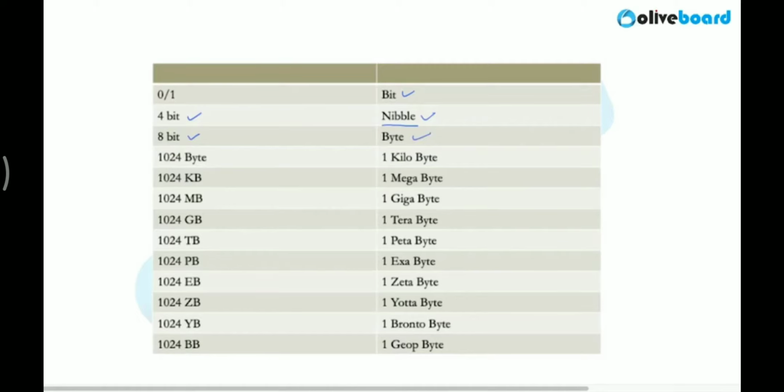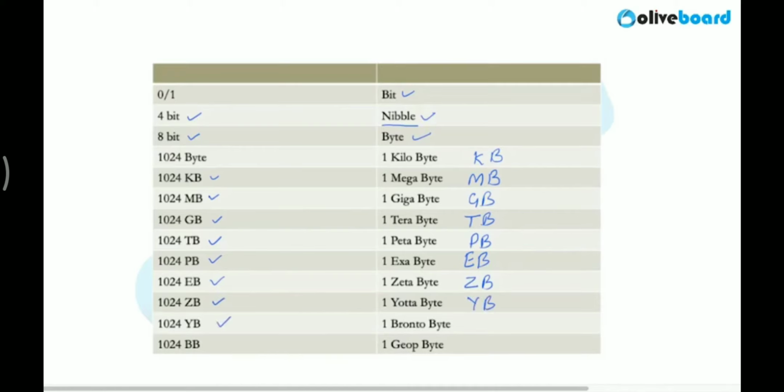Then 1024 bytes is considered a kilobyte, shortened as KB. 1024 KB is a megabyte, shortened as MB. 1024 MB is a GB. 1024 GB is a TB. 1024 TB is a PB, or petabyte. 1024 PB is an exabyte, or EB. 1024 EB is a zettabyte, or ZB. 1024 ZB is a yottabyte, or YB.